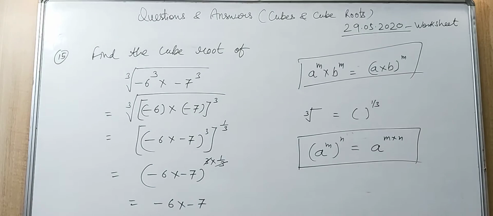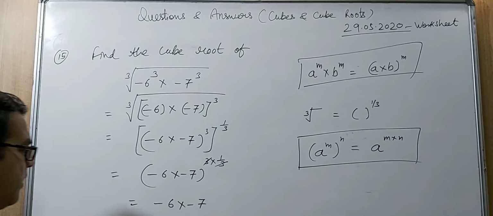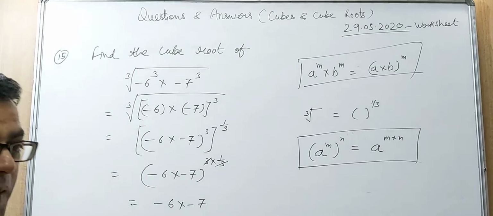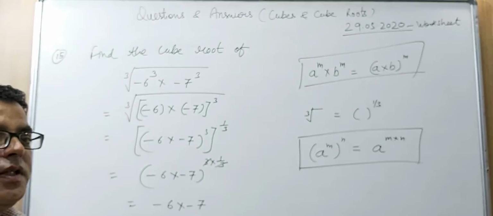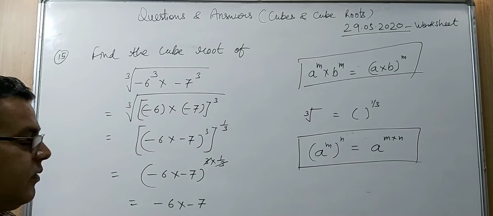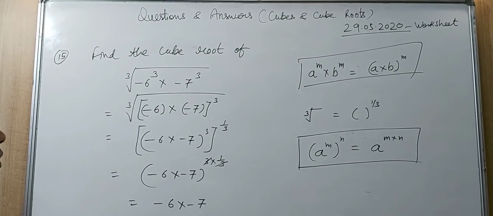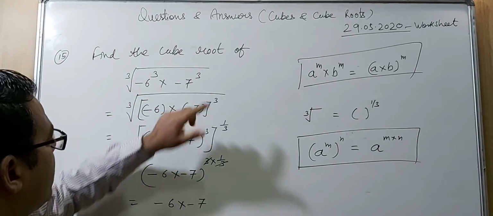Now we need to multiply. These are two negative integers. So what do we have here? 42 in plus, positive. We know that this is a very simple thing. Two negative numbers, if we multiply, the product is always positive. So 7 into 6, we can write here 42. So this is the answer for this question. Hope you understand now. It means the cube root of minus 6 power 3 into minus 7 power 3 is 42.